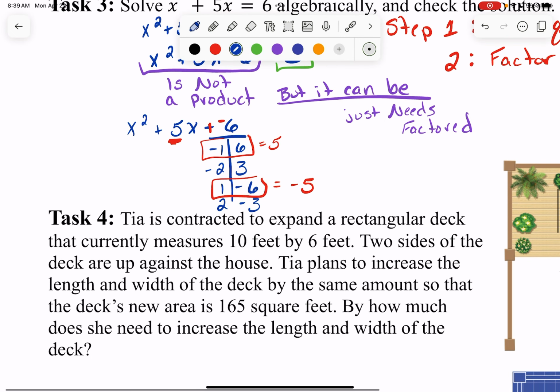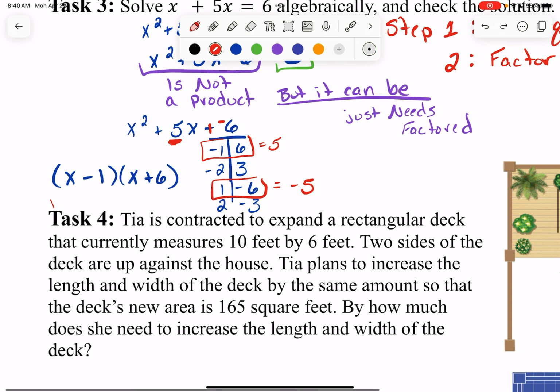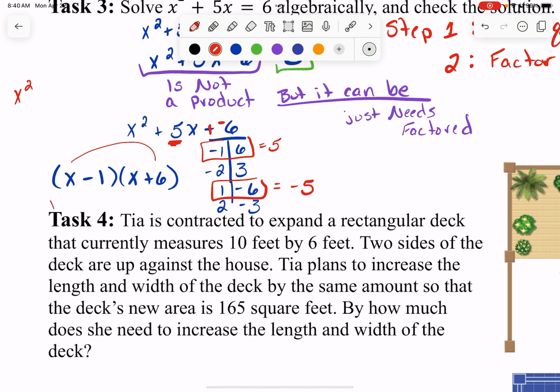So this is going to factor into x and x. I always like to start my factors like that: x minus 1, x plus 6. Now it's always good to check it. If I distribute this out, I get x squared plus 6x plus a negative 1x plus a negative 6. Those in the middle combine, and I'm left with x squared plus 5x minus 6. So check, it does work. We factored it.